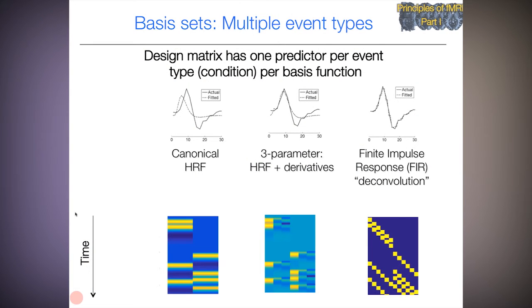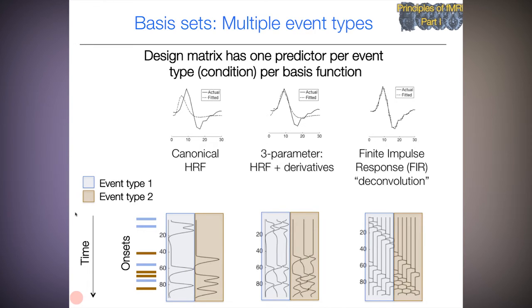Now let's look at what these look like for multiple event types. So here are 3 model choices again: the canonical, the 3-parameter basis set, and the FIR model. And here is a model with just 4 events in it. We'll see those in a second per event type. And this is the image of the design matrix for 2 event types. So let's look at how this breaks down. It's a little bit easier if instead of looking at the image of each of those matrices, we look at some line plots of the conditions.